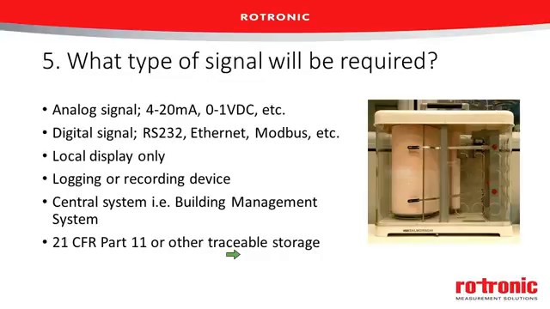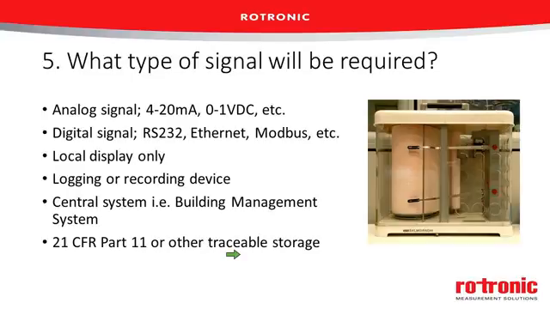So one common signal that we might want to get out of our instrument would be an analog signal. So this could be a 4 to 20 milliamp loop, it could be a 0 to 1 volt or a 0 to 10 volt signal. This is a very common type of output from various instruments. Often will go into a control system or into some other type of monitoring system.